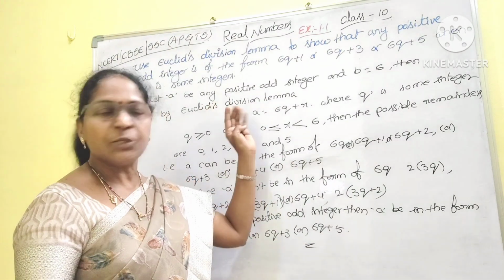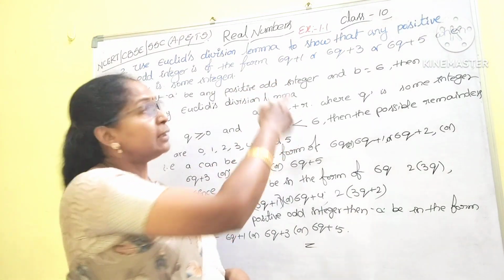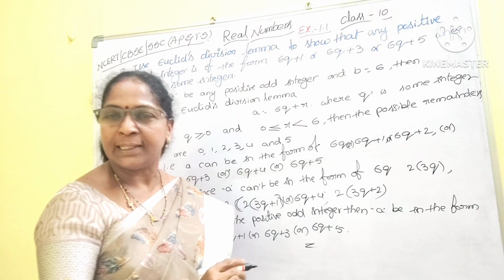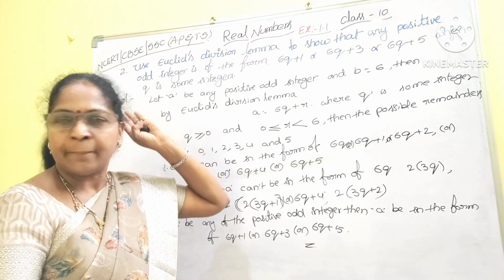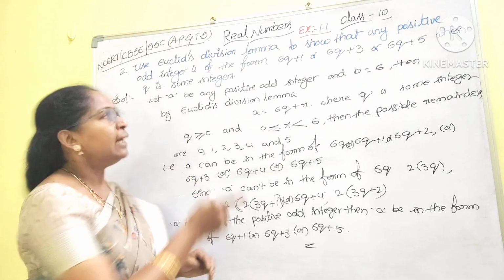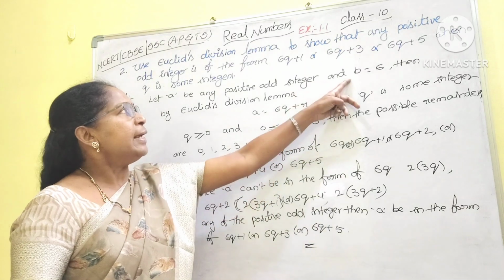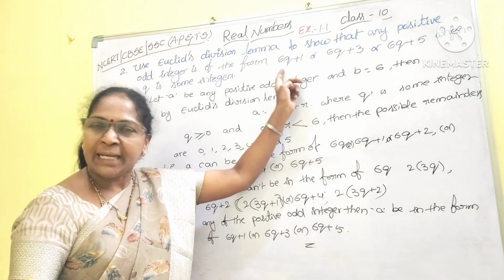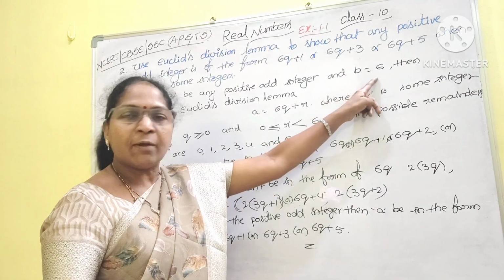First you have to assume whatever value is given, and show that. That will be given in the question clearly. You have to show that any positive odd integer is given, and that you have to assume as A. Let A be any positive odd integer. And B, whatever value is given in place of B, you have to consider that value as B. So B equal to 6.